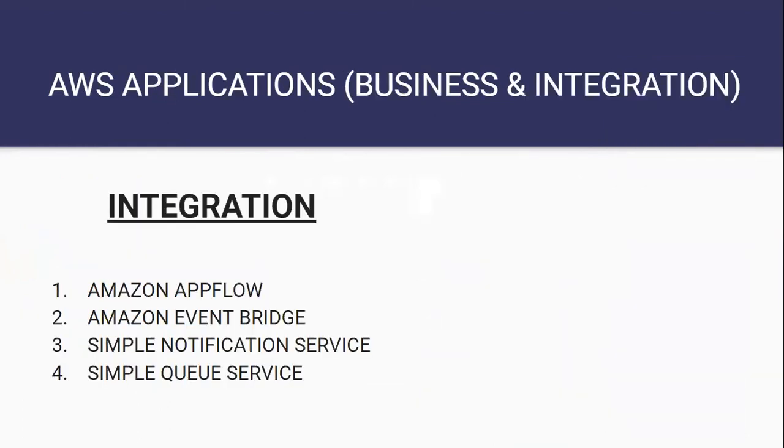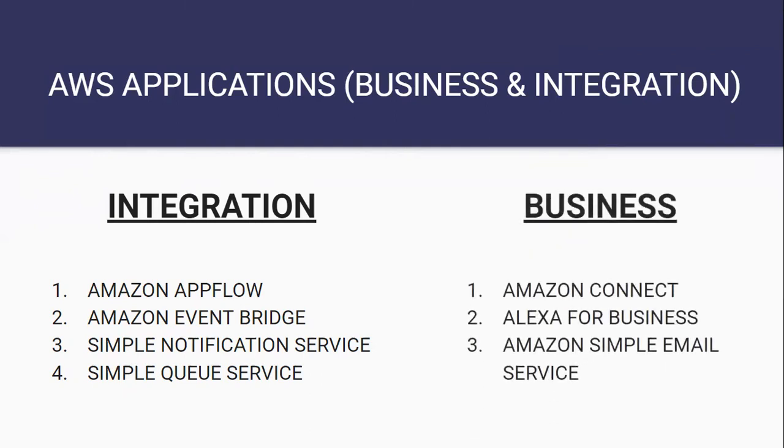And here come some of the AWS applications categorized into integration and business purposes. For the integration purpose, some are Amazon AppFlow, Amazon EventBridge, Simple Notification Service, and Simple Queue Service. For the business purpose, there are Amazon Connect, Alexa for Business, and Amazon Simple Email Service.